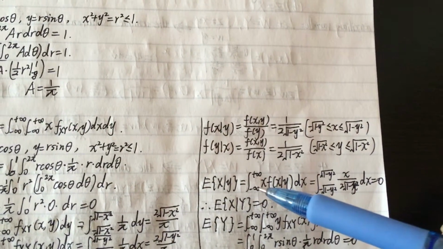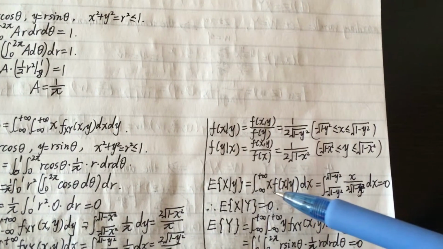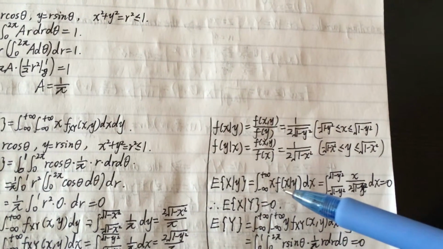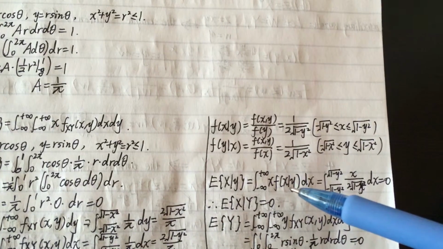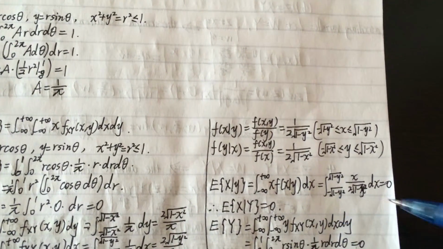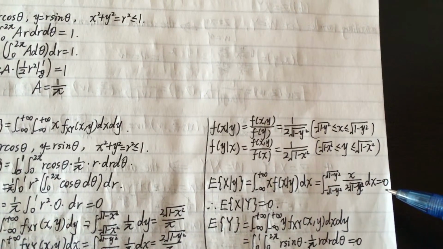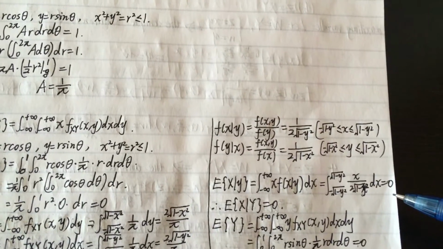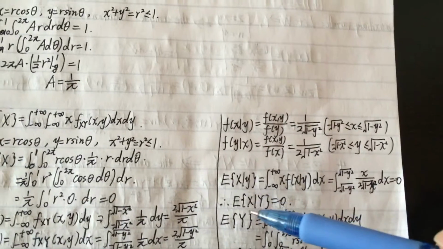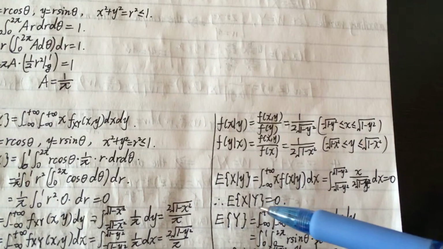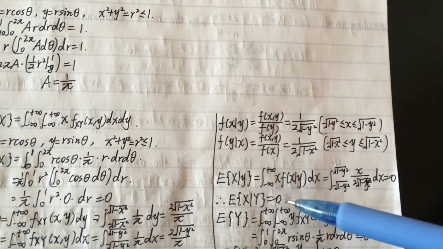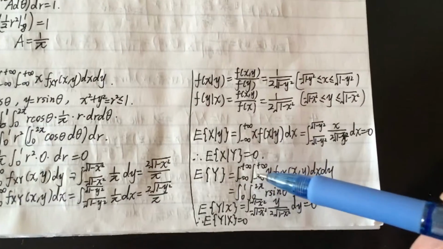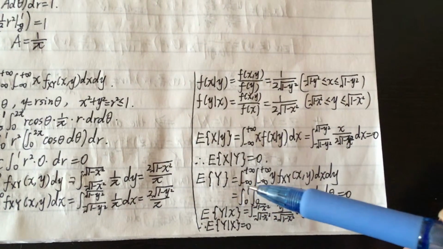So we can get the mean of x assuming y equals the integral of x times the density function of x assuming y. So we can get 0. So the mean of x assuming capital Y equals 0.